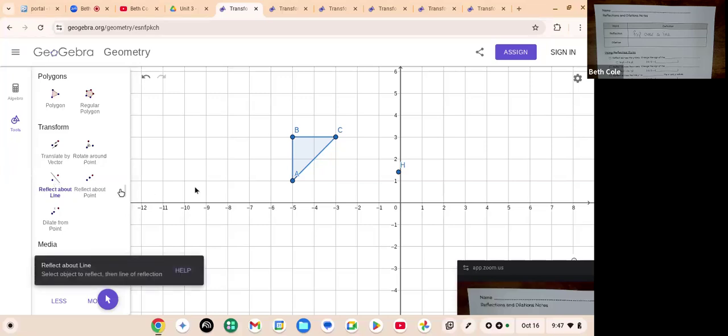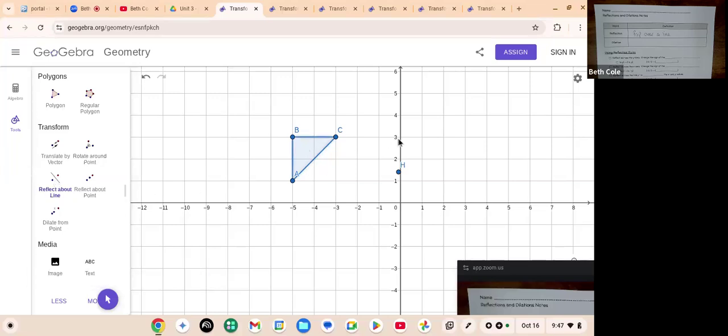Oh, that's not what I wanted to have happen. Oh, I need to click the object first. Oops, there it is. And reflect over the line. Okay, ignore that little H that I put in there. That was a mistake. I didn't mean to do that.